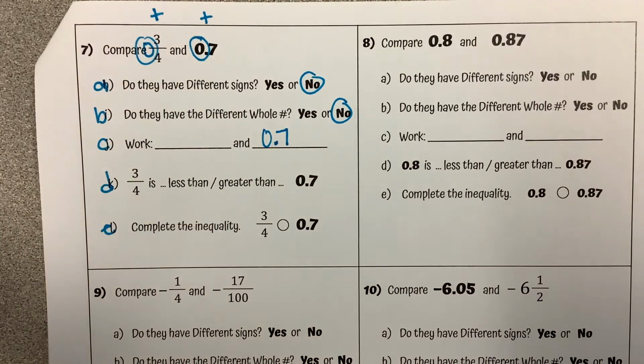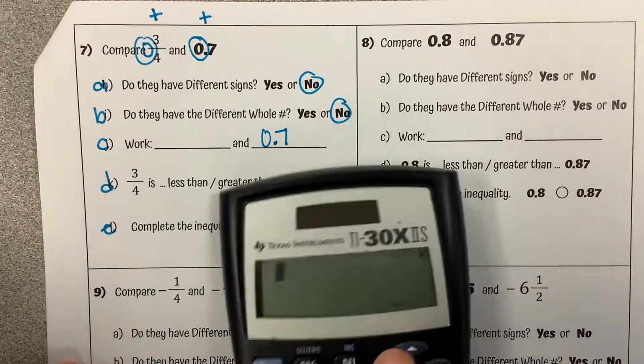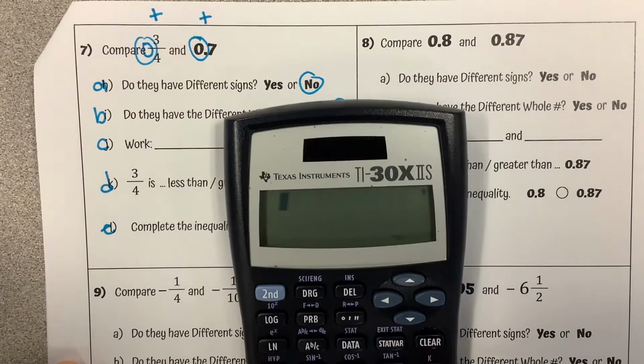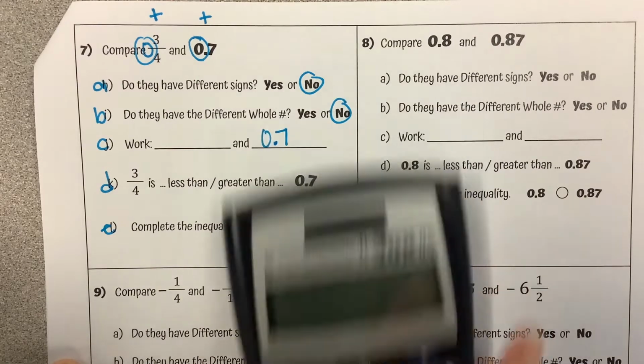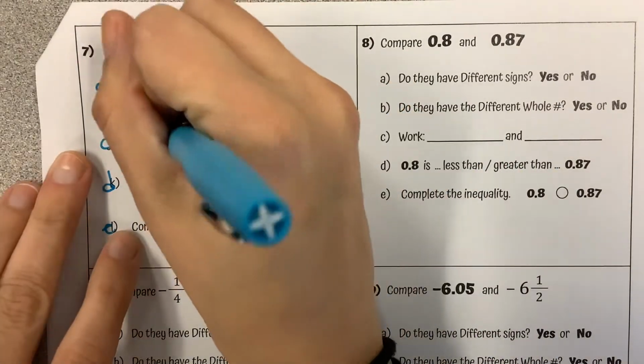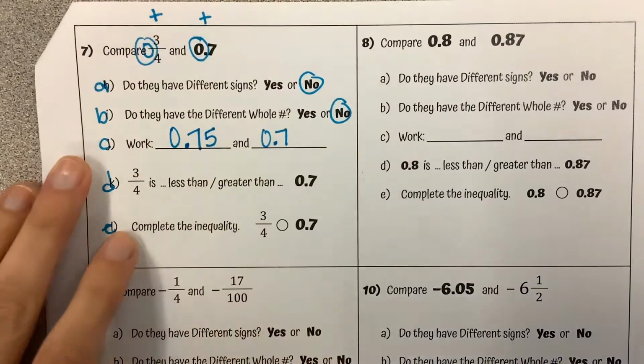3/4, I'm gonna plug that into my calculator, or maybe I already know the conversion. I'm taking my numerator of 3 divided by my denominator of 4, and I should get a decimal of 0.75. So I'm gonna write 0.75.